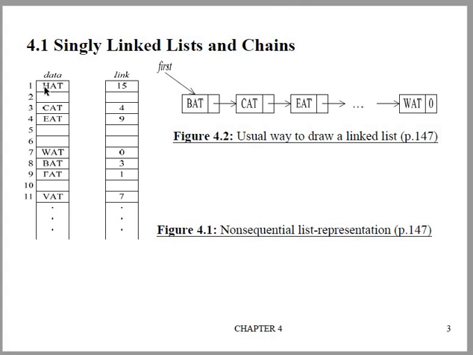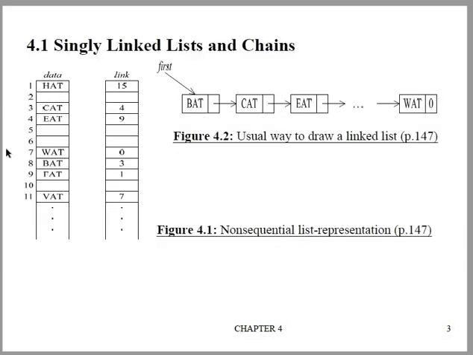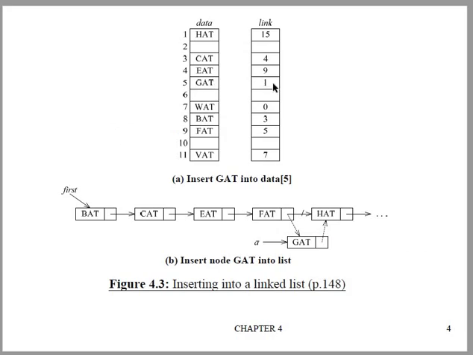After fat, the next data is in location 1, so this link we have to break. Now gat is stored in the fifth location. Whatever the link location for fat is, that we will copy to gat. The link location for fat is 1, so gat will copy it as 1. Then 1 will point to hat.